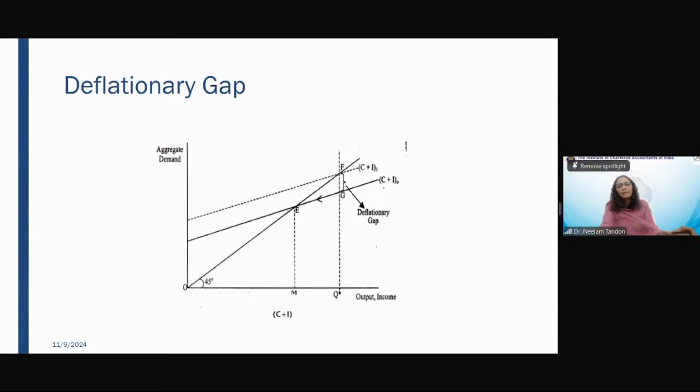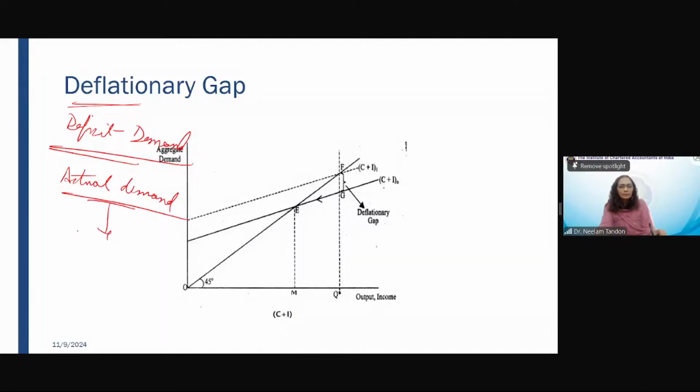So what is deflationary gap? When we talk about deflationary gap, deflation क्या होगा? Deficit demand. Deficit demand means जो actual demand चाहिए इकोनॉमी में उससे डिमांड कम है. Deficit demand, the demand which is actual demand जो होनी चाहिए उससे कम है. So that is known as deficit demand or deflationary gap.